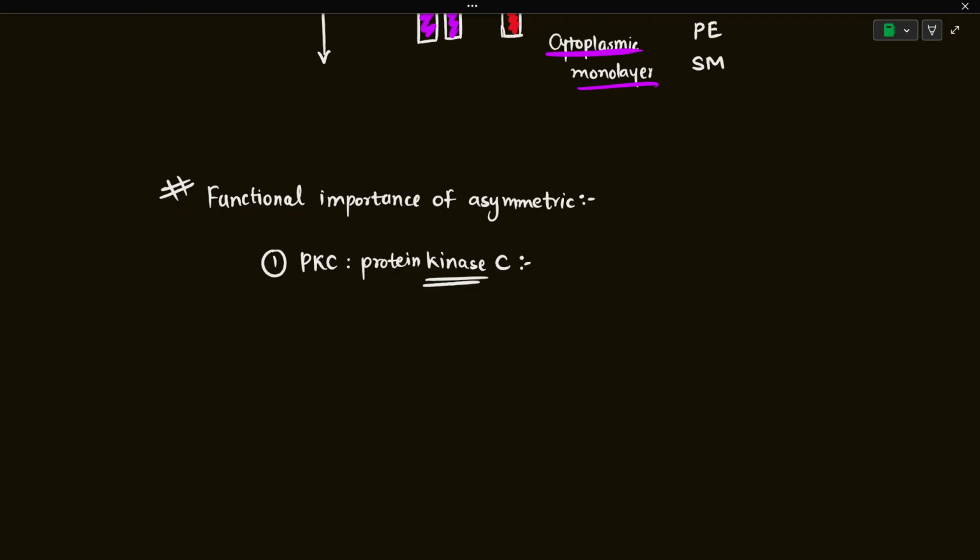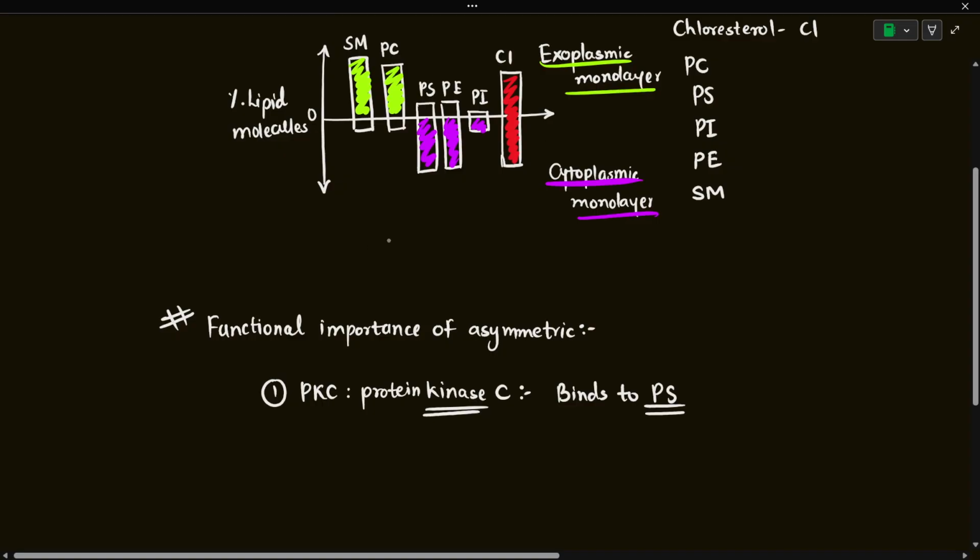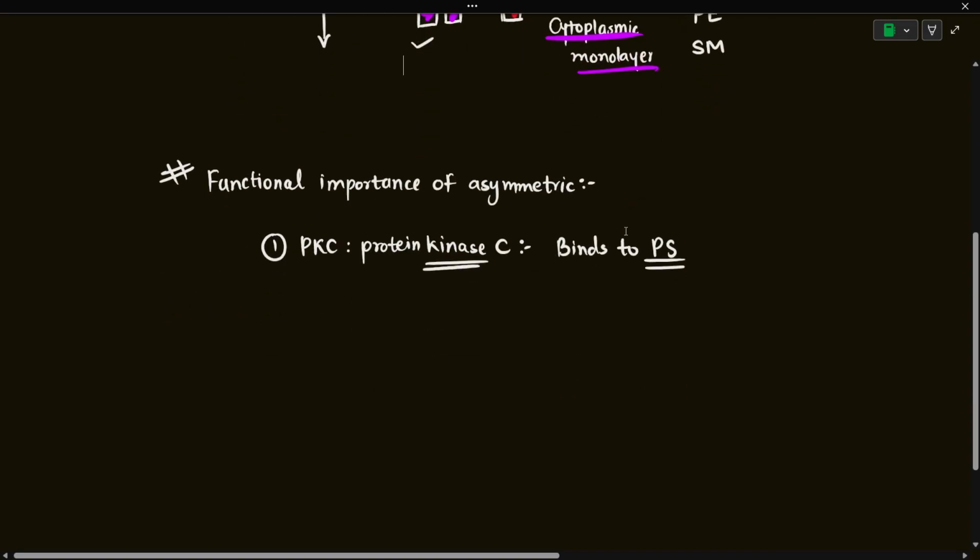So protein kinase C is a very important molecule. What happens is that when there is a certain extracellular signal and it gets activated, it goes and binds to phosphatidylserine, which, as you just saw, is present in higher concentration in the cytoplasmic monolayer. So it goes and binds to the phosphatidylserine molecule, and then it can do the downstream signaling.